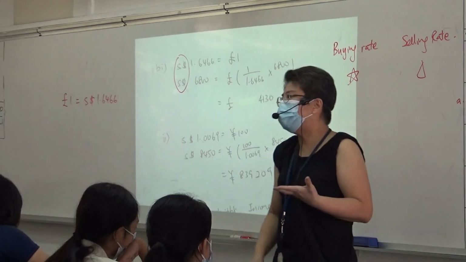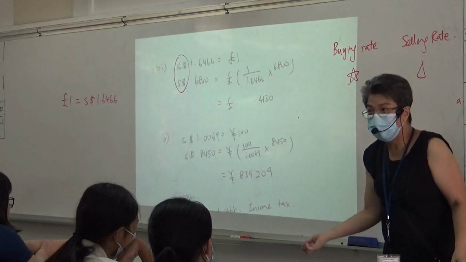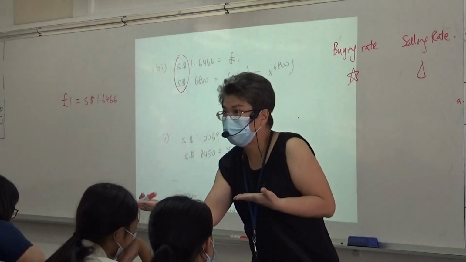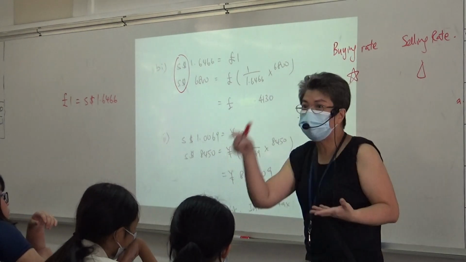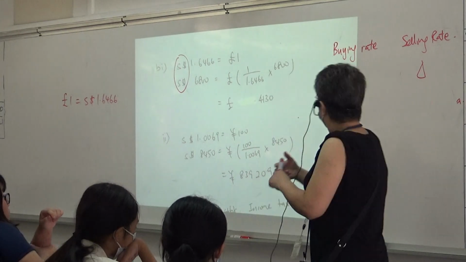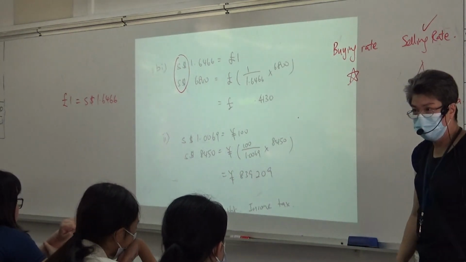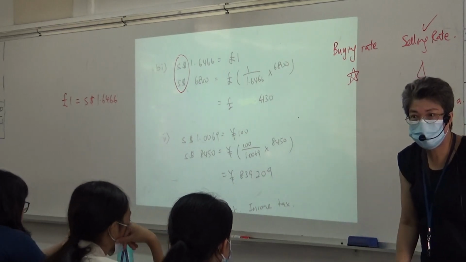Selling. Not taking your money lah. Of course taking your money lah. Okay, repeat. I want to go to Australia. I have Singapore dollars. I want to change to Australian dollars. I go to the bank. I'm buying Australian dollars, right? What's the bank doing? Selling. This rate is the bank's, not yours. Understand? So we have to look at the selling rate.